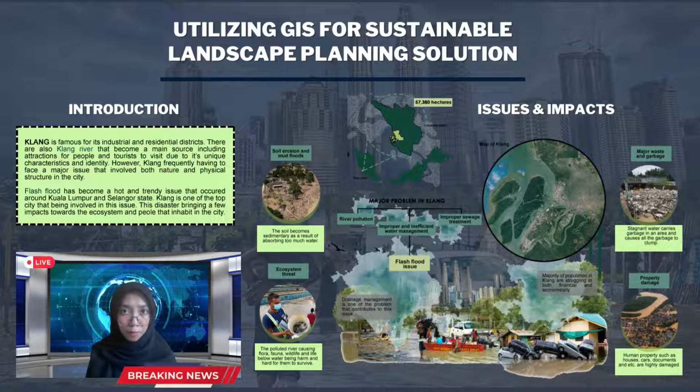Next is improper and inefficient water management. The flash flood has damaged human property such as cars, houses, documents and others. Lastly, improper sewage treatment, such as stagnant water that carries garbage in the area, causes all the garbage to be dumped. So, for a better understanding of site conditions and analysis, I will pass to the next presenter.